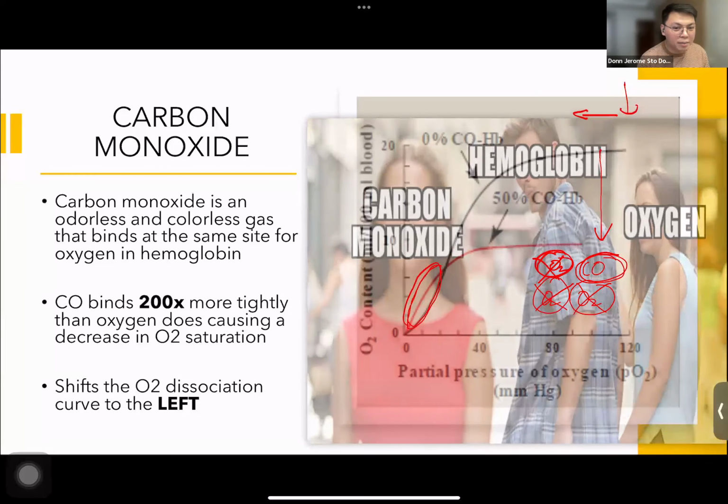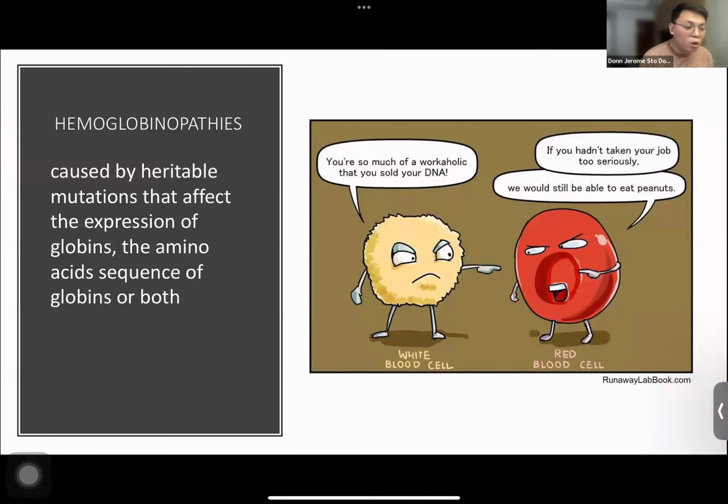Meron na, naghahanap pa ng iba. So let's now go to your hemoglobinopathies. So hemoglobinopathies are heritable mutations that affect the expression of globins, the amino acid sequence for globins, or both. Ang i-discuss ko lang po in the succeeding slide will be your hemoglobin S and hemoglobin C, kasi yung isang hemoglobinopathy, thalassemia, I will leave that for the reporters.